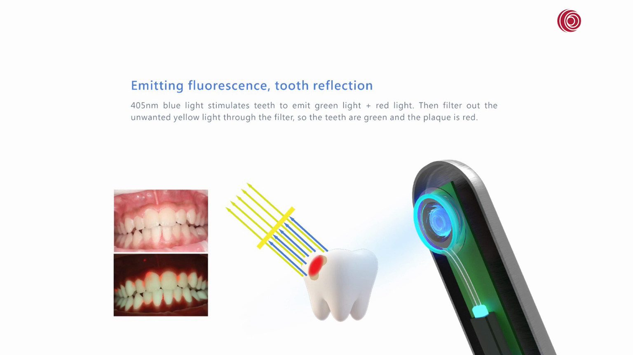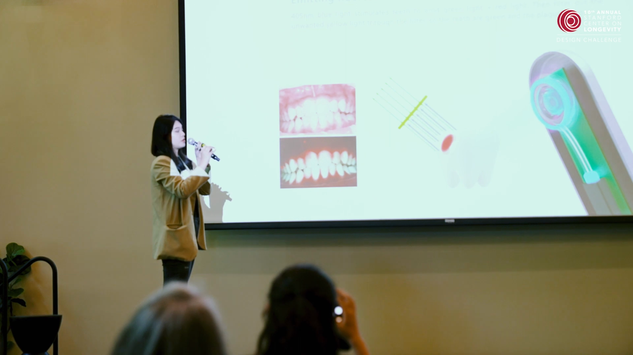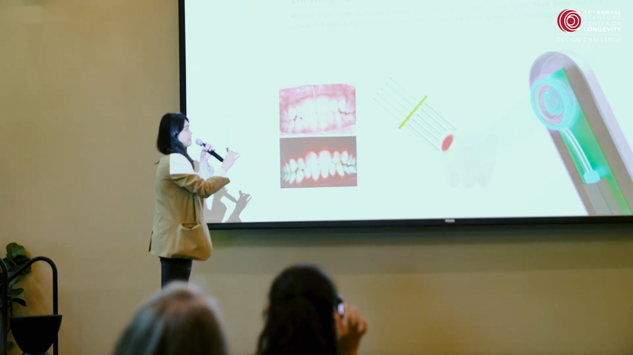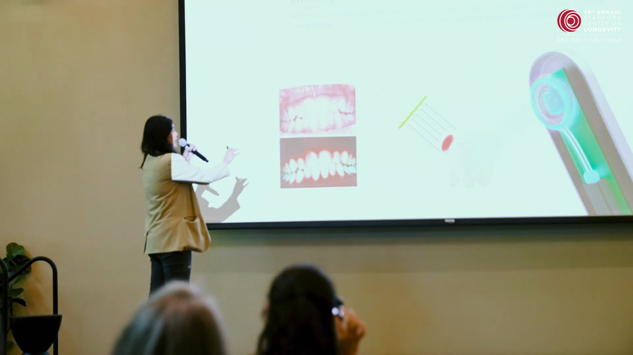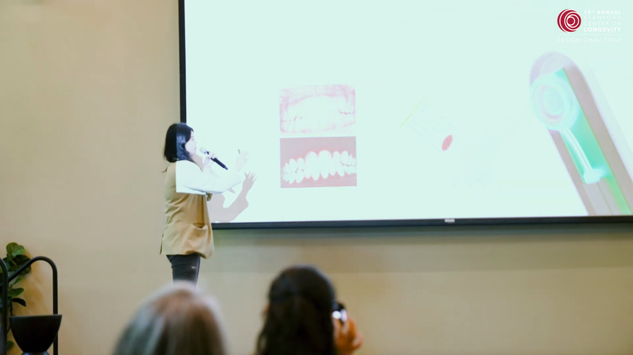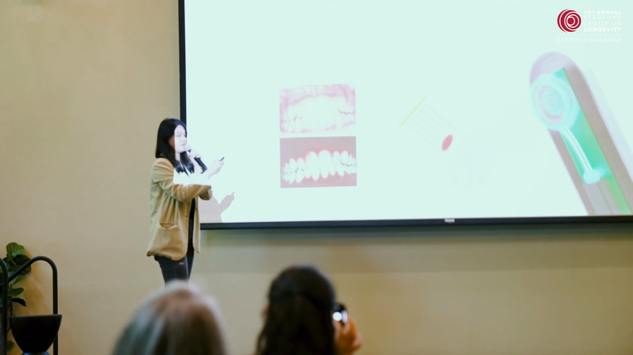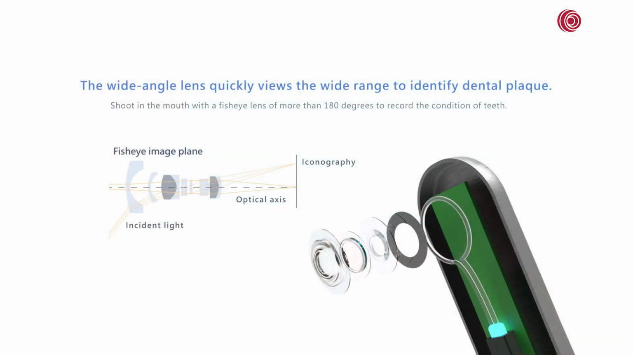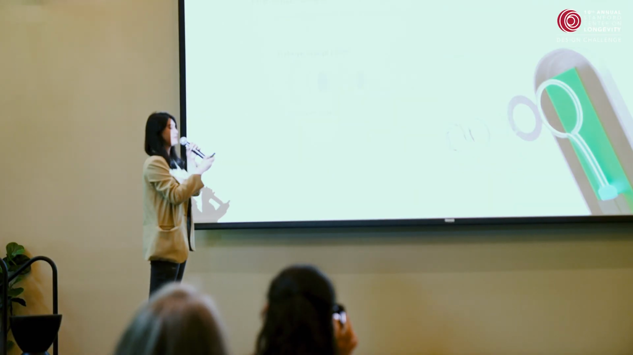This one is emitting fluorescence through refraction. The blue light stimulates teeth to emit green light and red light, and then filters out the unnecessary yellow light, and the teeth will turn out green, and the red one is the plaque. This one is the wide angle lens that quickly views a wide range to identify the dental plaque.